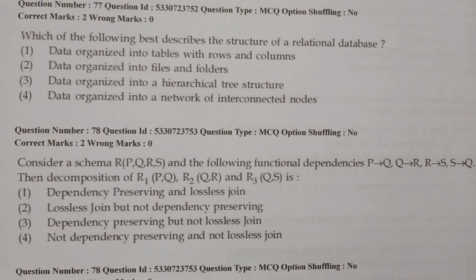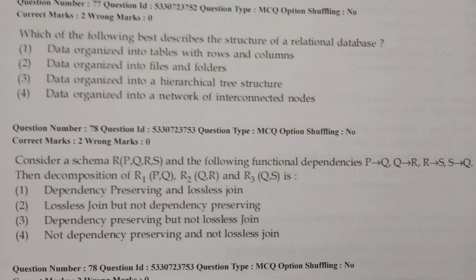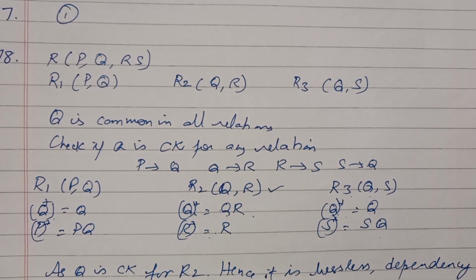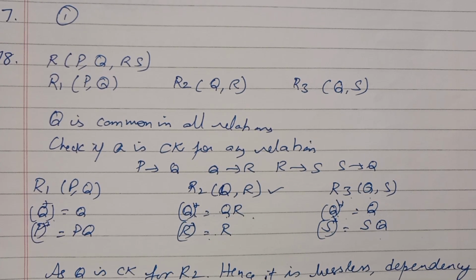Question number 78. Consider a schema R(PQRS) and the following functional dependencies: P tends to Q, Q tends to R, R tends to S, and S tends to Q. Then the decomposition of R1 as PQ, R2 as QR, and R3 as QS is what? They have given 4 options. So here we have a relation R(PQRS), and then we have R1 PQ, R2 QR, and R3 QS.